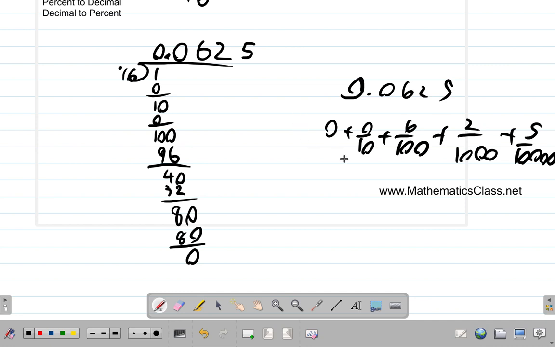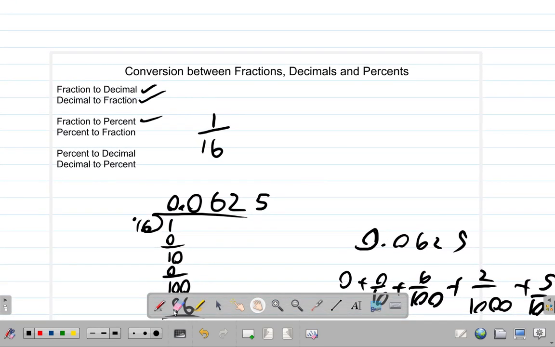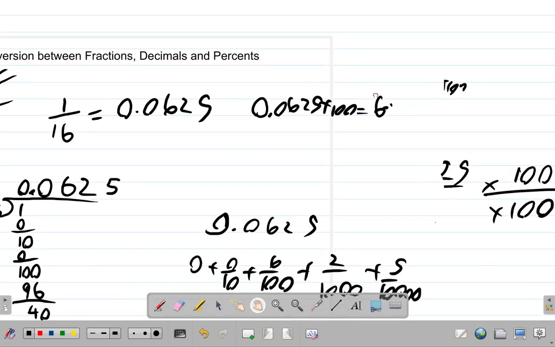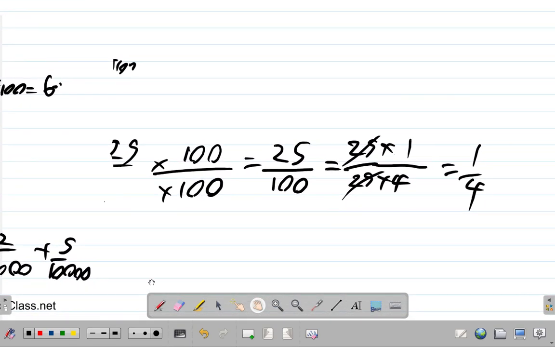But we have 0.0625, right? So 1/16 is 0.0625. That's a decimal. And then if you get the percentage now, it says 0.0625 times 100. That gives you what? 6.25%.